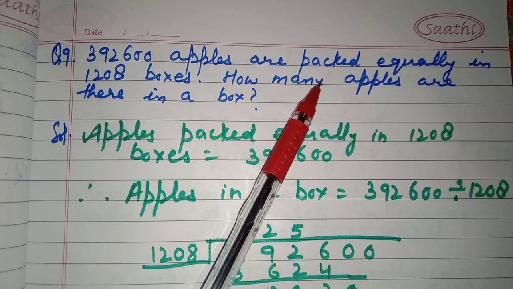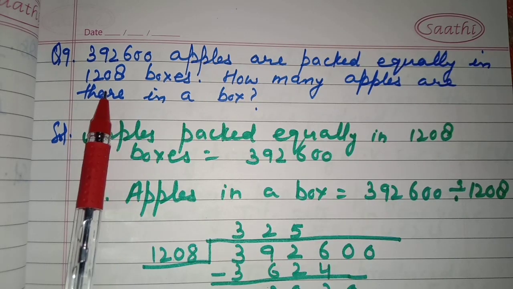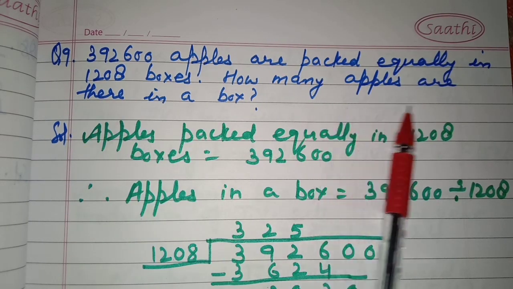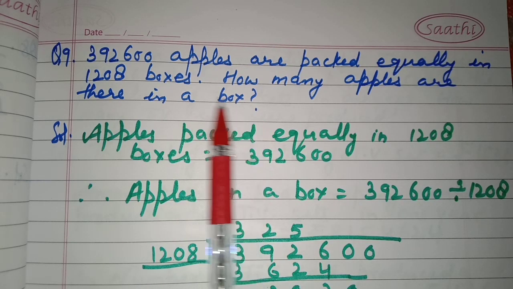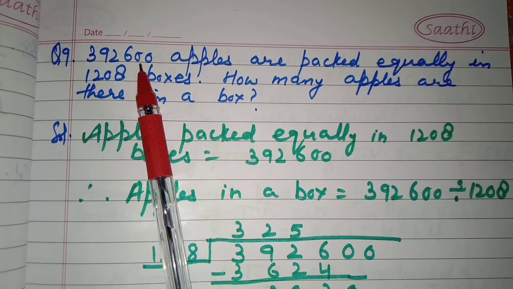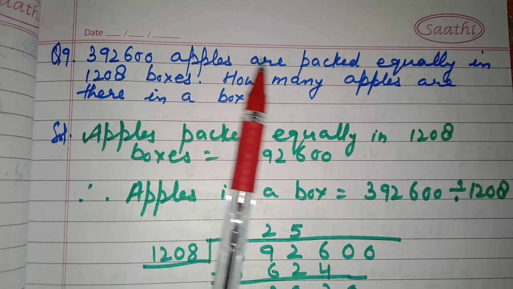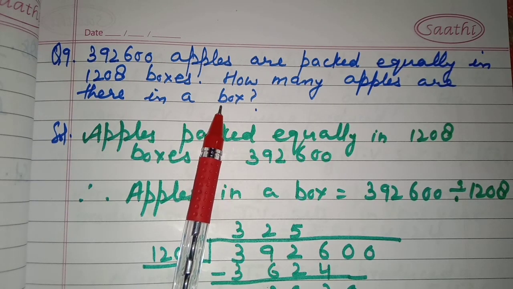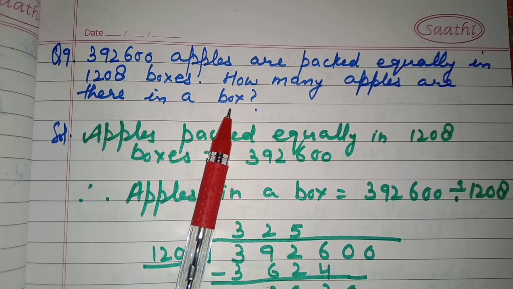Next is question number 9. 3,92,600 apples are packed equally in 1,208 boxes. How many apples are there in a box? So in 1,208 boxes, how many apples are there? 3,92,600. So how many apples are there in one box? That we can easily find by division.